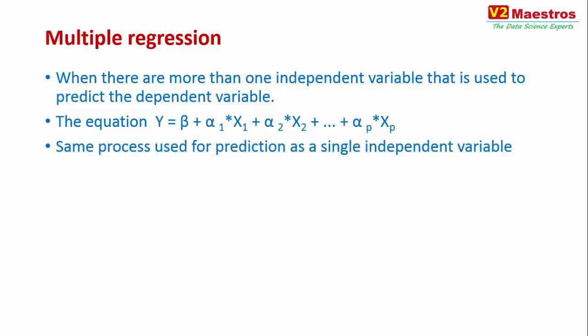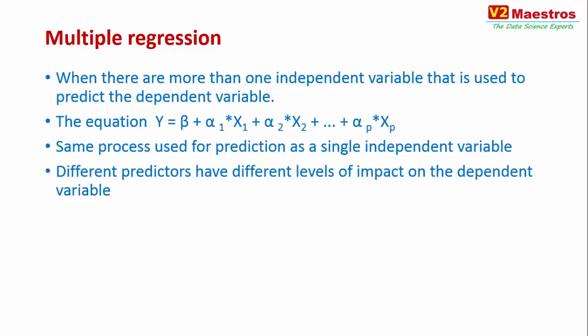The goal is still to draw a straight line through that multi-dimensional plot such that the distances are minimum and the R squared is high. The same process of prediction holds good as with a single independent variable. The same way you use R squared, the same way you find alpha and beta. And remember this, when you have multiple predictors, different predictors have different levels of impact on the dependent variable. So when you do correlation analysis, you will see that different independent variables have different correlation coefficients.